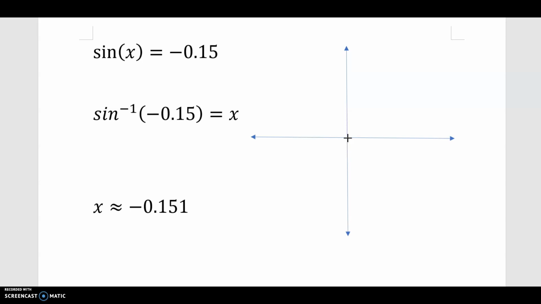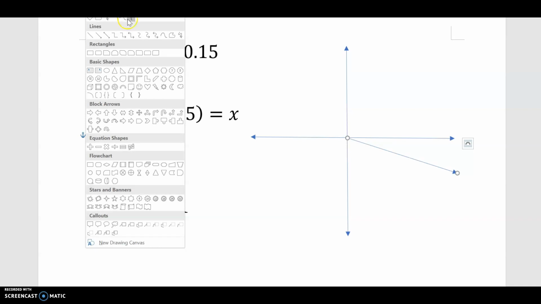If you remember when we did the inverse trig functions, the range for y equals arcsine of x is between negative pi over 2 and pi over 2, which in the unit circle perspective is from the fourth to the first quadrant. So we know negative 0.151 is an angle that, if I were to draw it, would be in the fourth quadrant. This is my terminal side, and this is my initial side. And I'm about to input the actual angle, if it will let me.